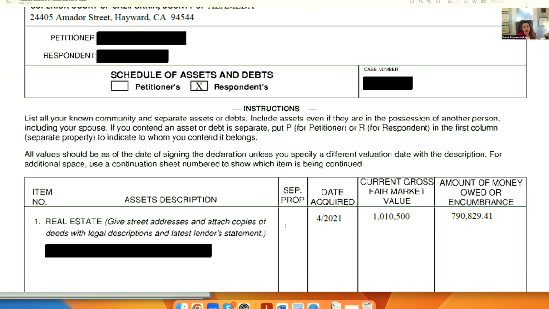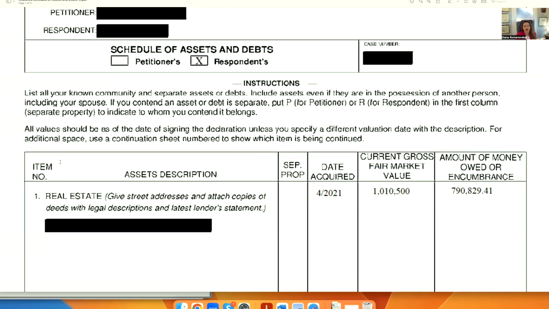I never do that because it has to do with legal conclusion. This form was created a long time ago. And unless this account has been opened and not commingled before marriage, then sure. But otherwise, it creates an assumption that you know what legal conclusion is, which I don't like. So skip that. All values should be as of the date of signing the declaration unless you specify a different valuation date.